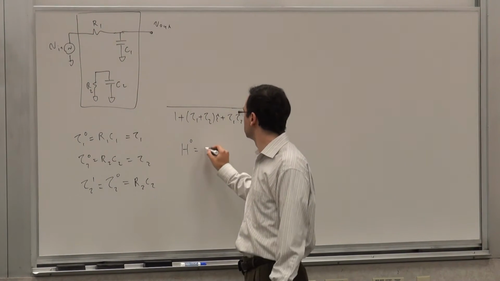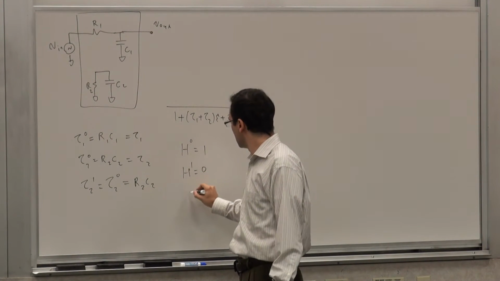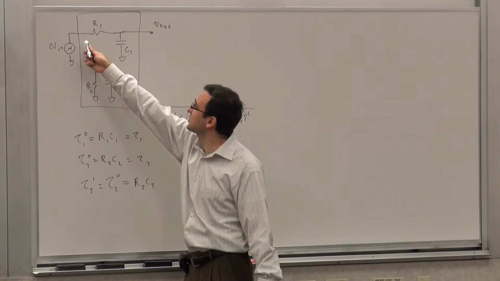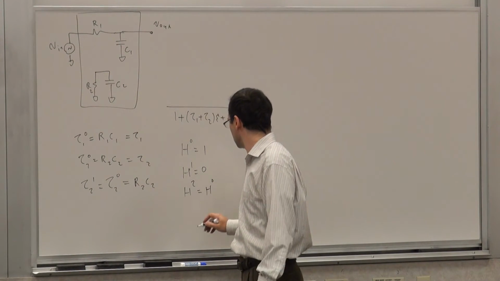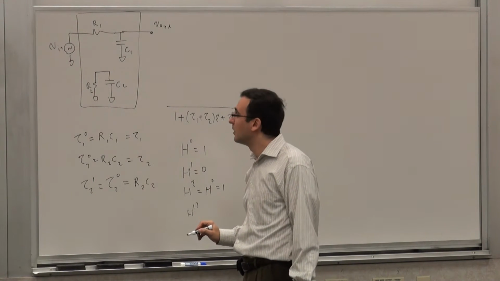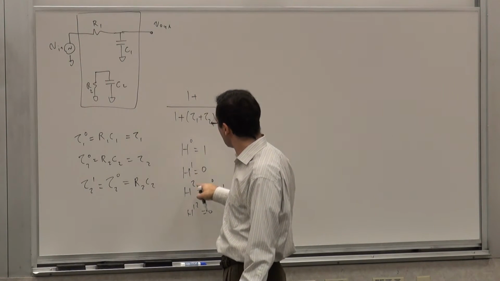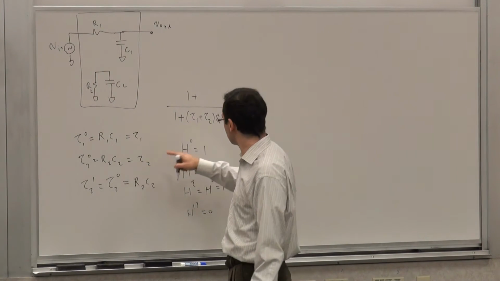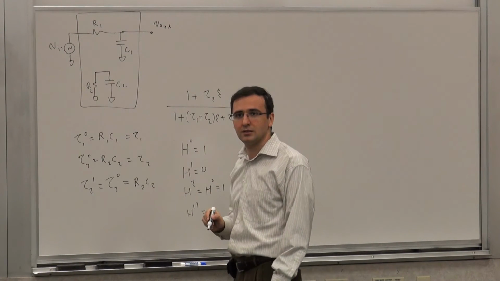And what is H1? When C1 is shorted, it is 0. What is H2? The transfer function from here to there when C2 is shorted is H1, or 1. And what is H12? When both of them are shorted, it's 0. So what do I have? I have H0, which is 1, plus H2 times tau 2, 0, right? Times S, which is 1 times tau 2 S. That's my transfer function, right?